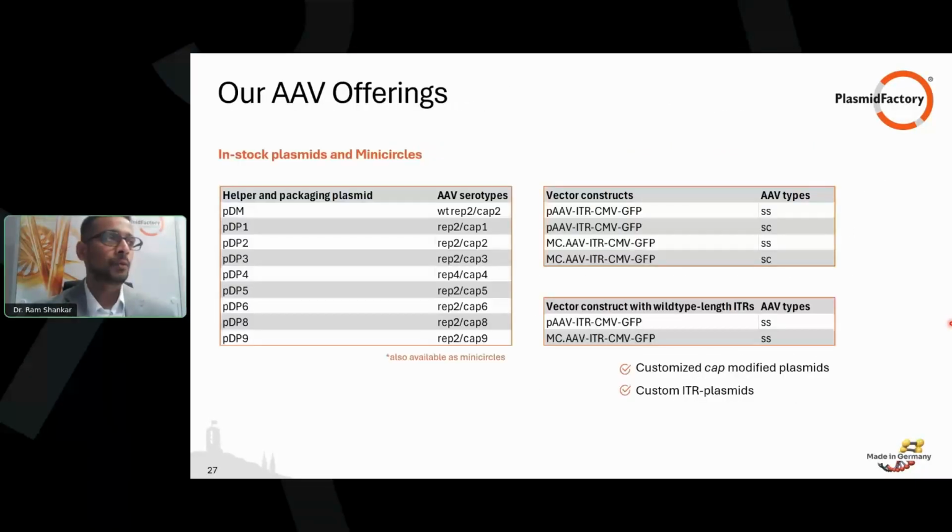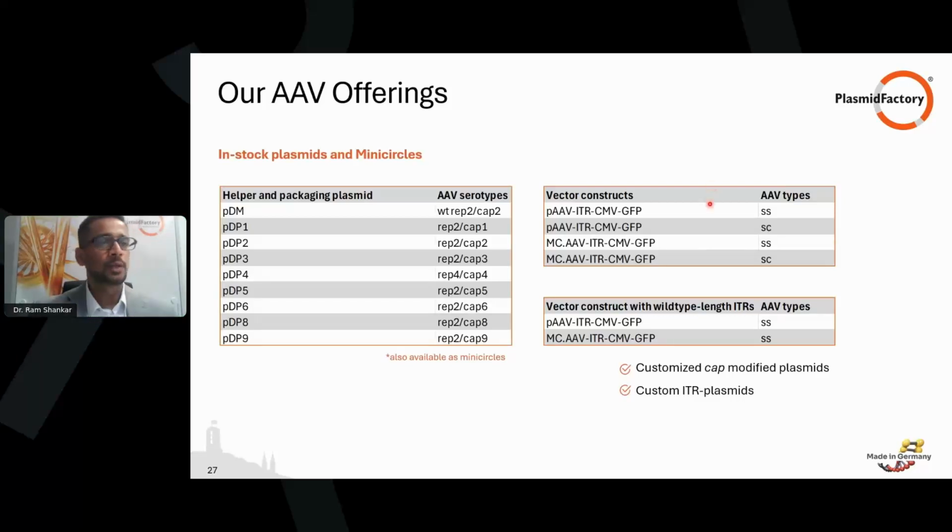All right, so what we have in stock is very important. This is off the shelf. That means you can get it very quickly and with a relatively lesser cost. We have a row of helper and packaging plasmids depending on the serotype that you need. This is from 1 through 6 and as well as AAV 8 and 9. And recently we were successful in converting all of these constructs into their minicircle counterparts as well.